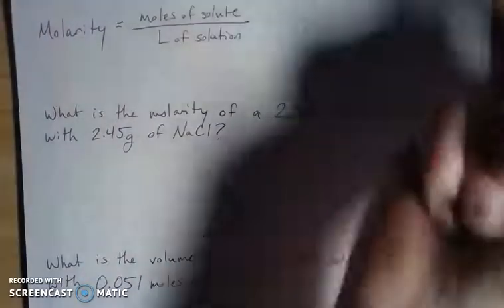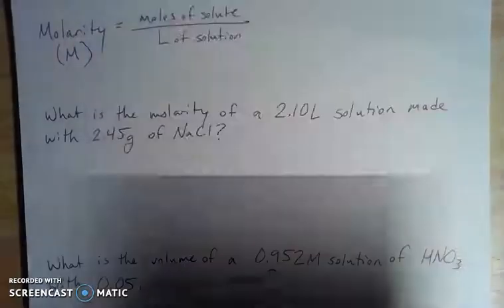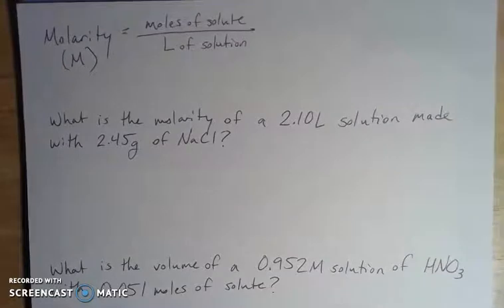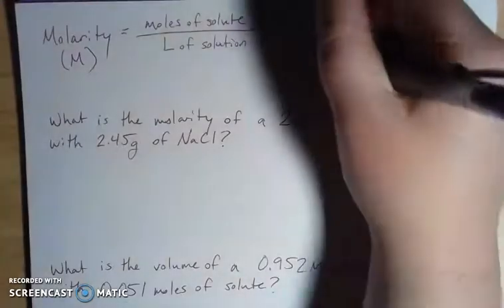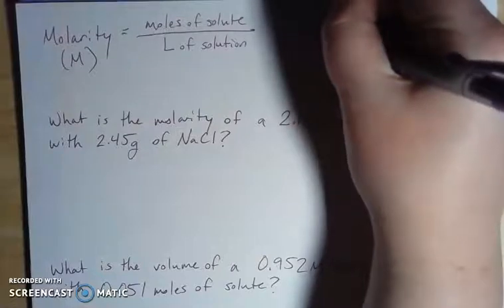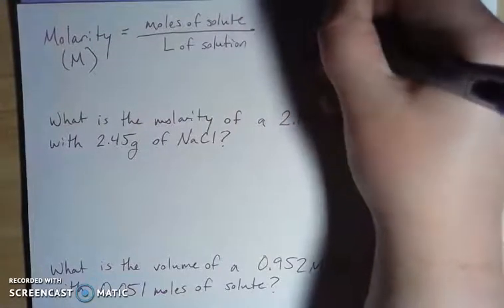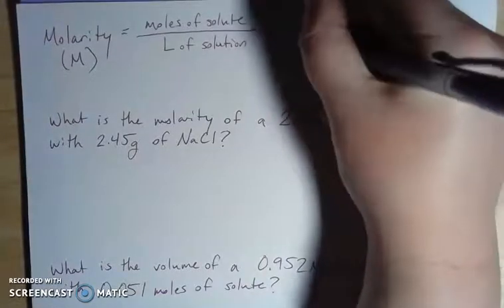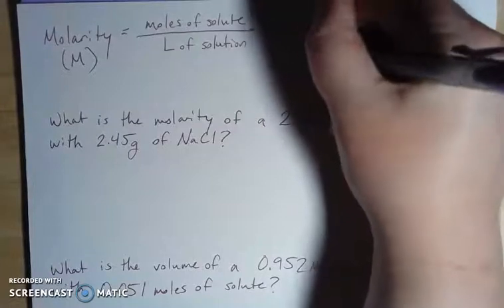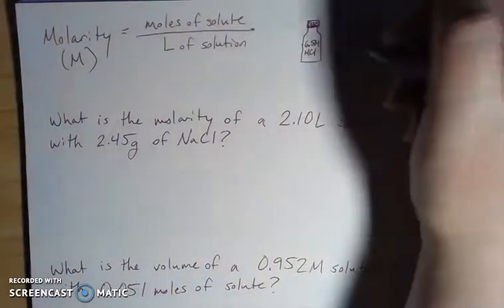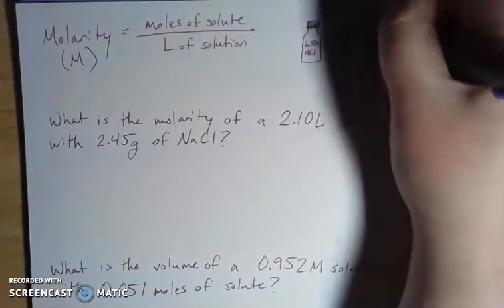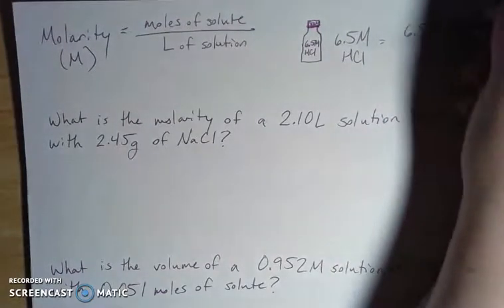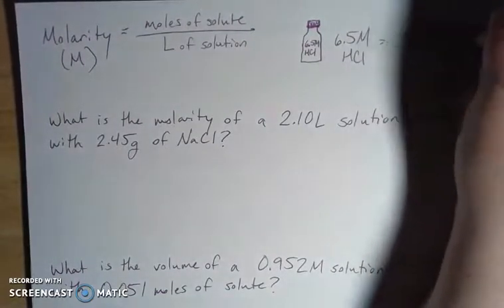Moles per liter. Molarity is abbreviated with a capital M. So, moles of solute per liter of solution. If you have a reagent bottle that says something like 6.5 molar HCl, that means I have 6.5 moles of HCl per every 1 liter of solution.